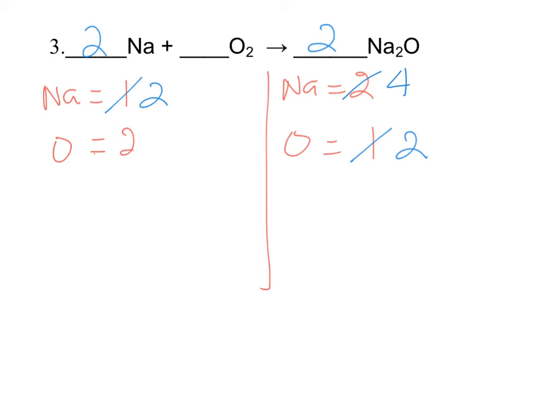And over here, I got to do the same thing. I'm going to change that to a 4. If I change this to a 4, I now must change this to a 4. And now my equation is balanced.